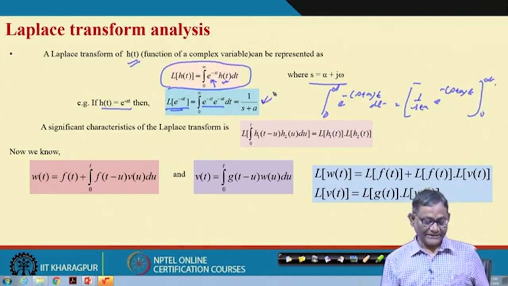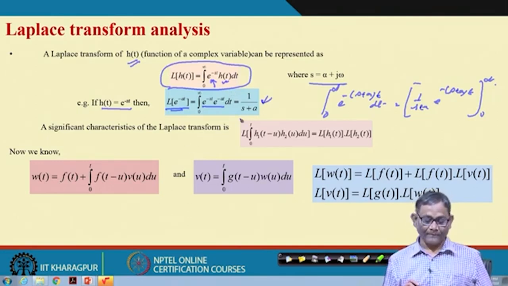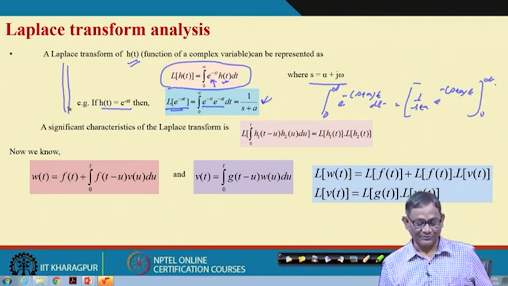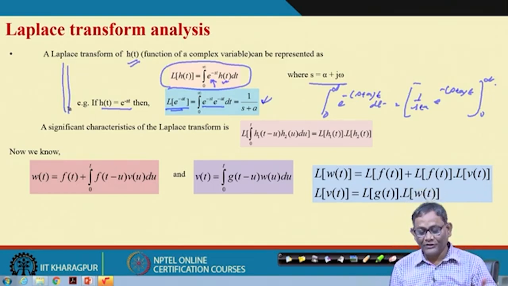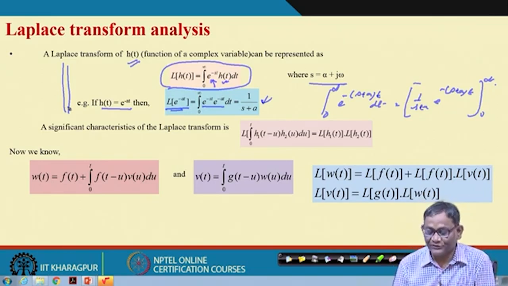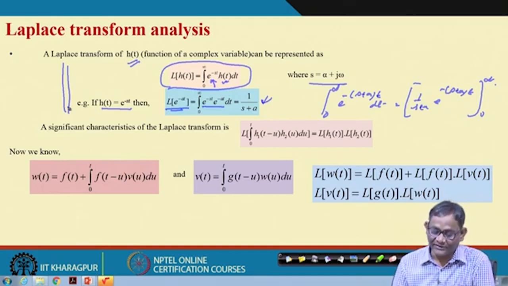So if your function is exponential type, then it is easier to get the Laplace transform of it. This is the definition of the Laplace transformation. We will not go into the fundamental issues of Laplace transformation. We will use here fundamental properties, or significant characteristics, of Laplace transform, which basically help us in analytically solving V(t) and W(t), the unconditional failure and repair intensities.